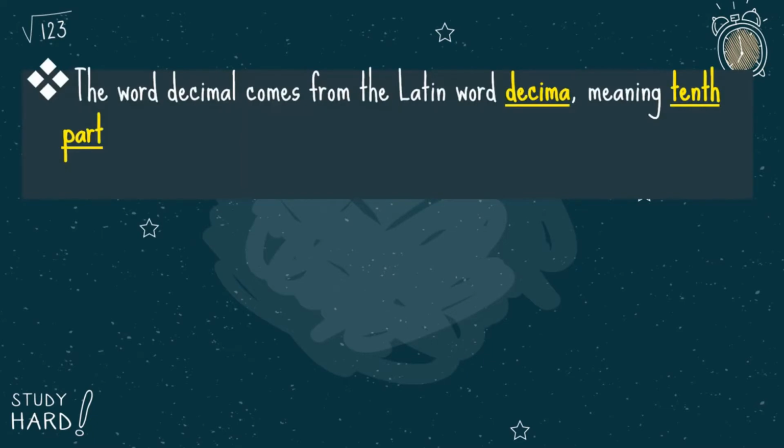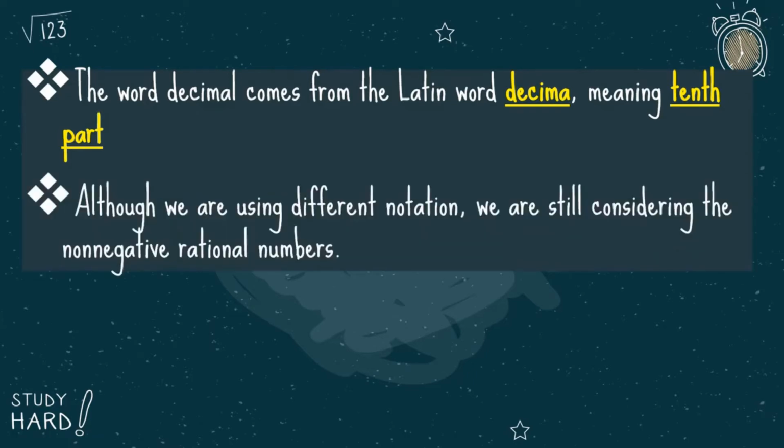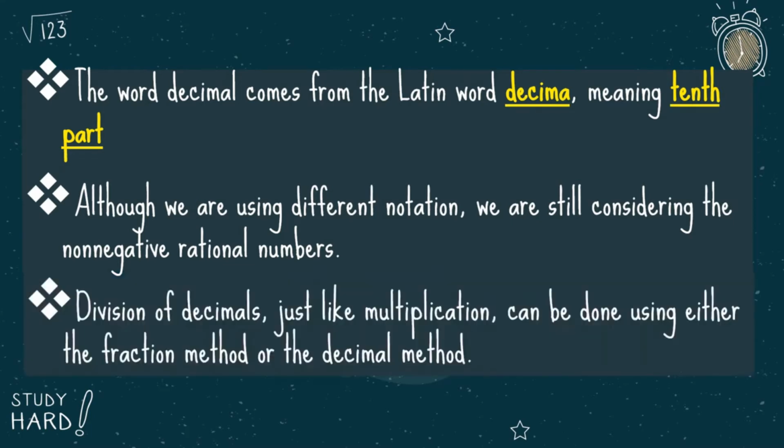The word decimal comes from the Latin word decima, which means 10th part. Although we are using different notation, we are still considering the non-negative rational numbers. Division of decimals, just like multiplication, can be done using either the fraction method or the decimal method.